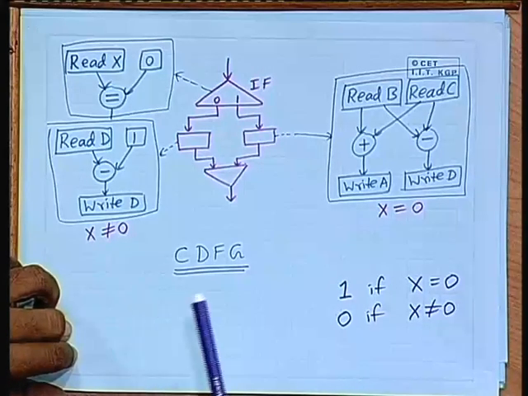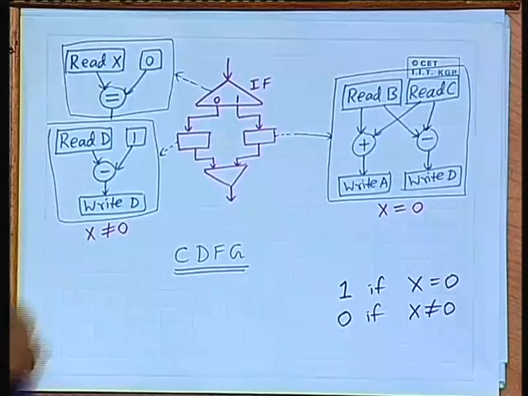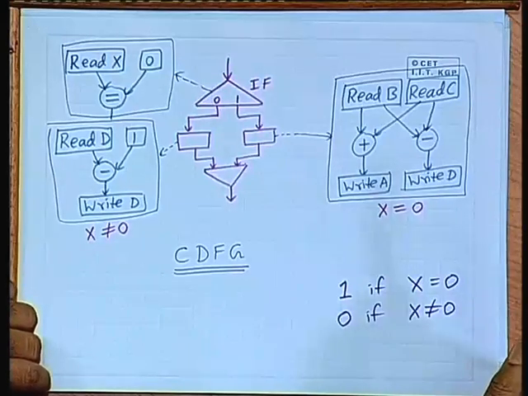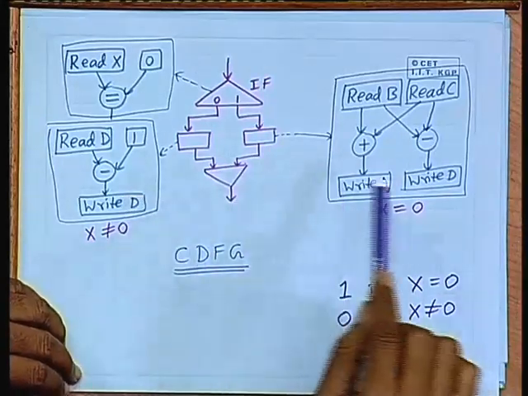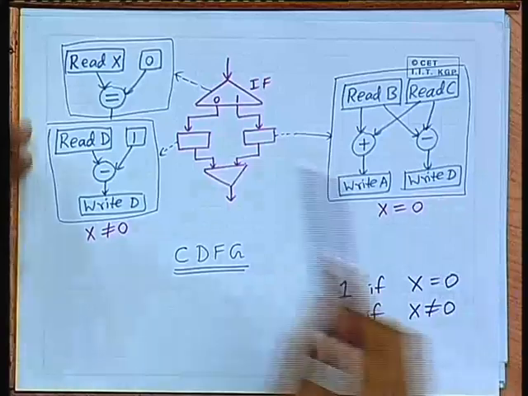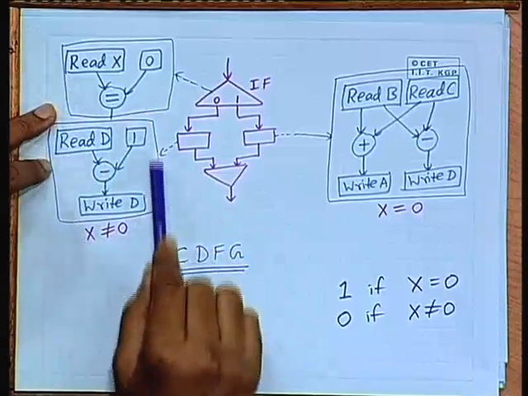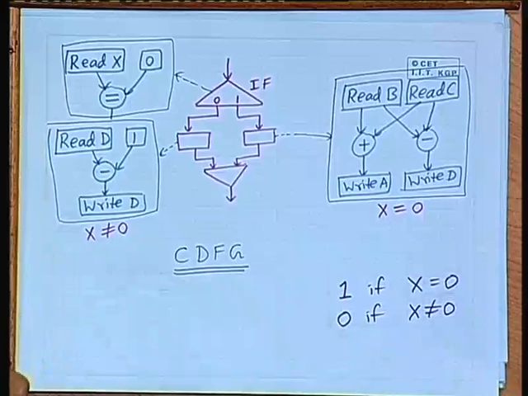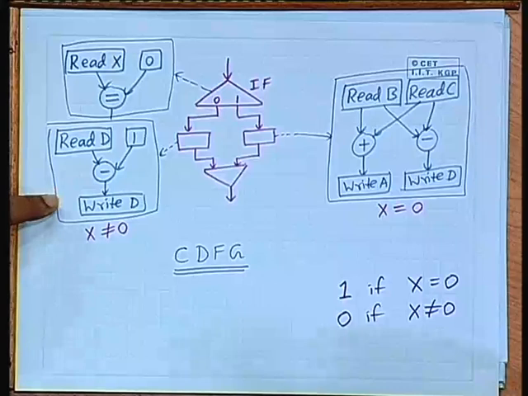Now, there are certain ways in which you can optimize the piece of hardware, and we can get a more efficient design. Suppose you consider this same scenario, this same example. There are 3 blocks. One is a comparator block, this is a computation block, a subtractor, this is a computation block, an adder or subtractor. Now, suppose we want to combine these 3 together. How do we do this?